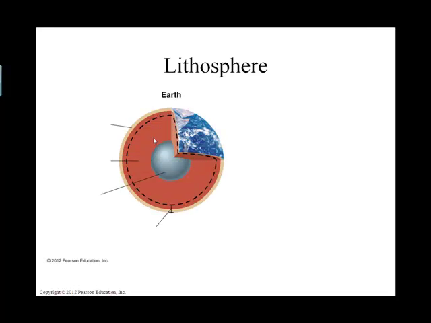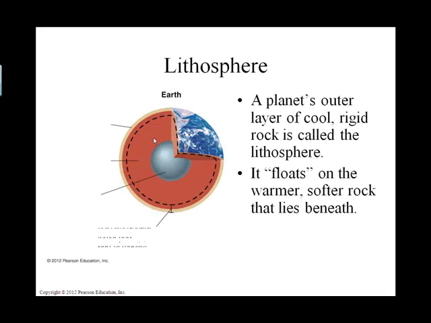So the lithosphere. I mentioned that the lithosphere is actually what gives us our plate tectonics, and we'll talk about that shortly in this chapter. But the Earth's crust is segmented into what we call plates, and actually it's not just the crust, but the top part of the mantle. The crust and the top part of the mantle is called the lithosphere, and that's what's going to float around.